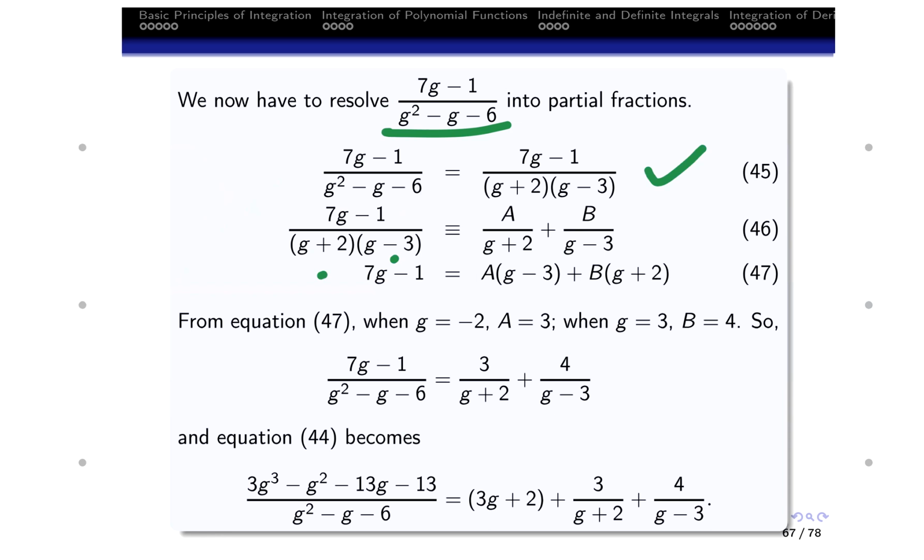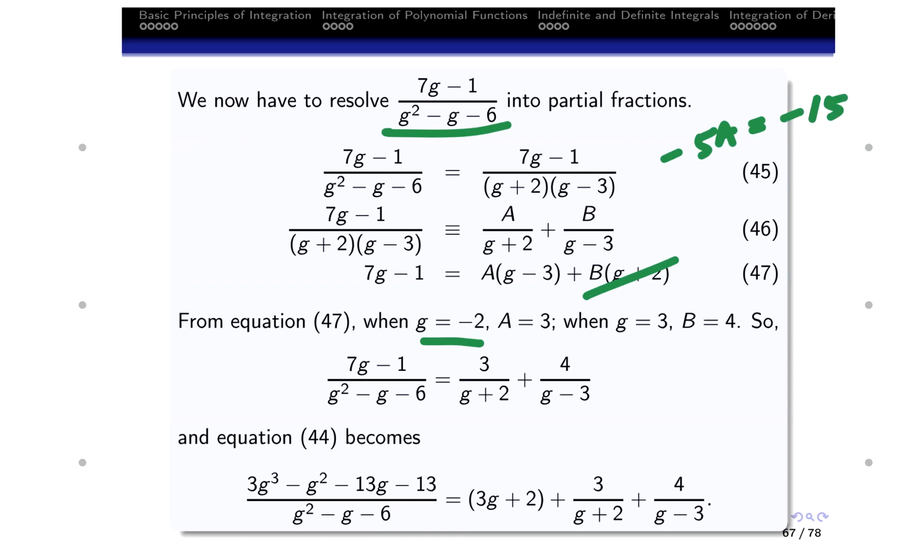Of course, if you put g to be minus 2, this part will go out. So you have minus 2 minus 3. That's minus 5a equals, since g is minus 2, so you have 7 times minus 2, that's minus 14. Minus 14 minus 1, that's minus 15. So a is simply 3 that way, easily.